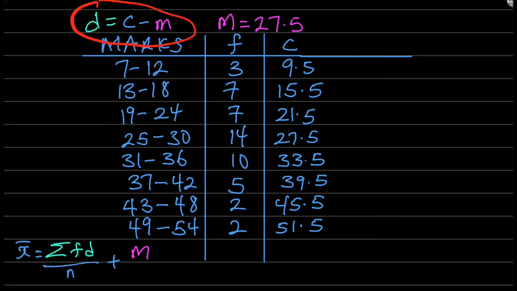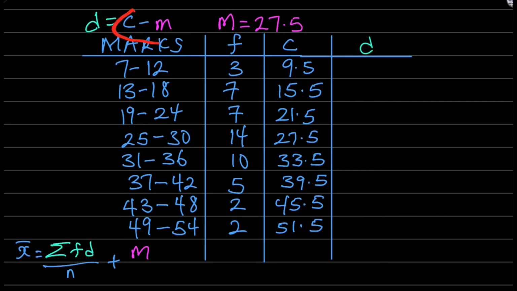So we can now bring up another column called the D column. So I found a column here called the D column, my column D. To find column D, we are using this formula, C minus M. Well, this is our first C, this is our M. Our M remains the same, it doesn't change.